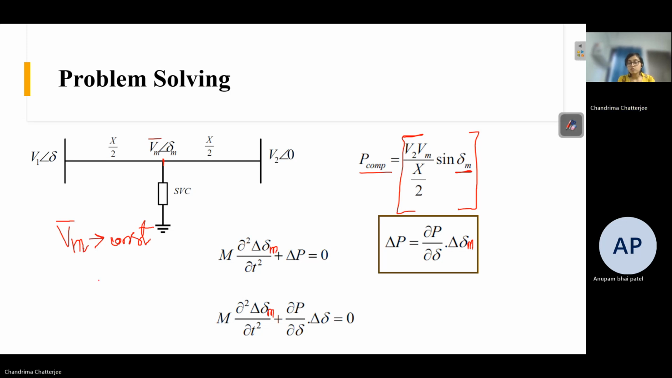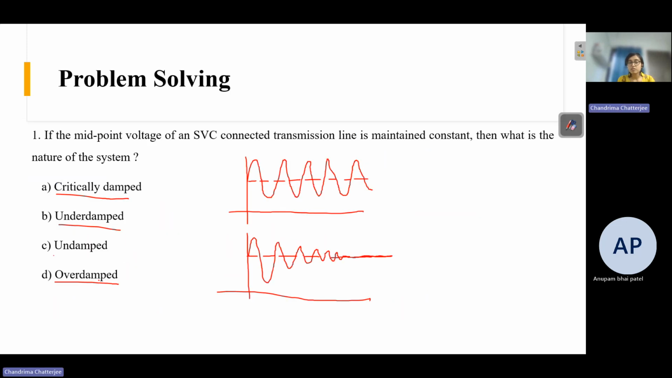So we will get back to the question. What was the question? If the midpoint voltage of an SVC connected transmission line is maintained constant, then what is the nature of the system? The system will be undamped because the midpoint voltage is constant.